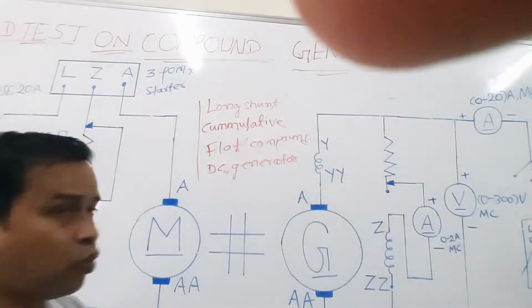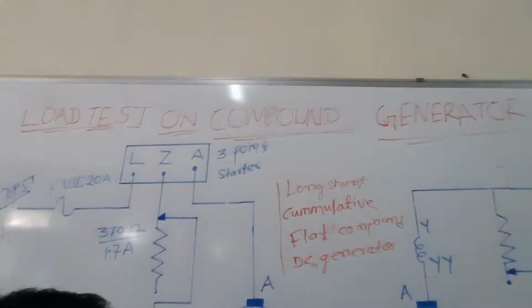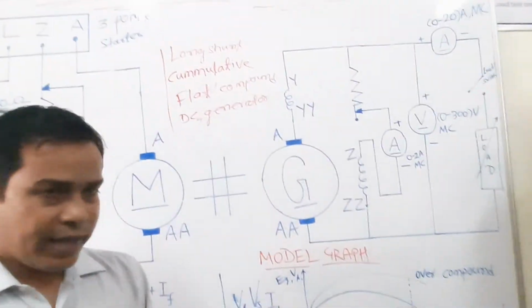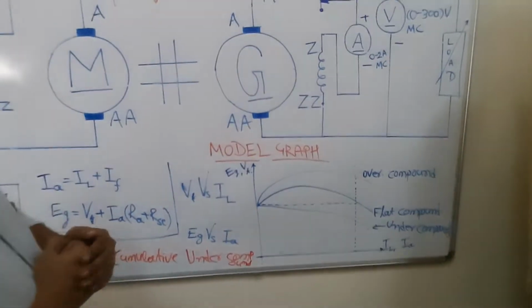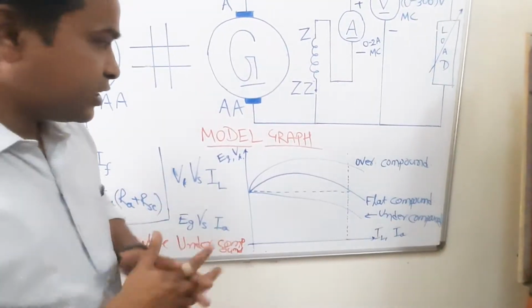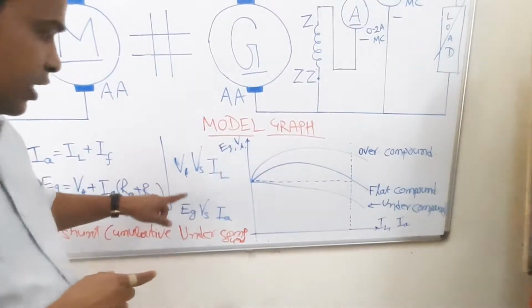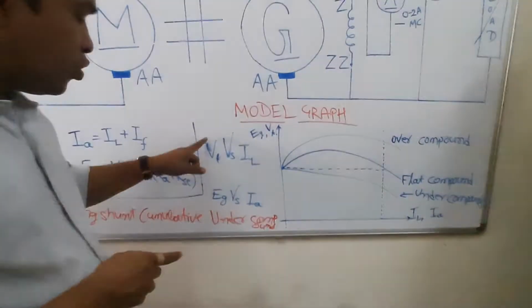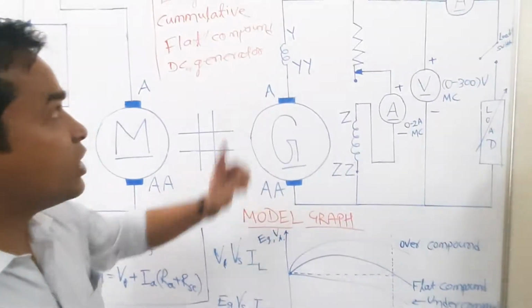Next, what is the objective of this experiment? The name of the experiment is load test on compound generator. So the objective of this experiment is to determine the external characteristics of this compound generator, which means to get a graph like this one. What is the meaning of external characteristics? The graph between Vt and IL gives you the external characteristics. The graph between Eg and Ia is the internal characteristics. So we are going to obtain these two characteristics of this compound generator. That is the objective of this experiment.